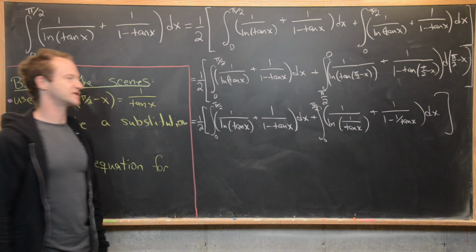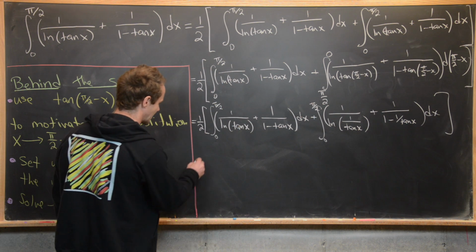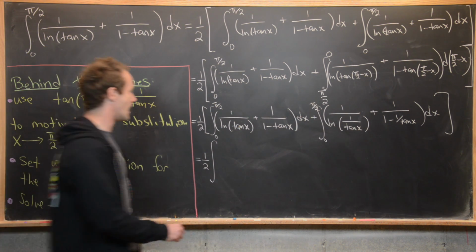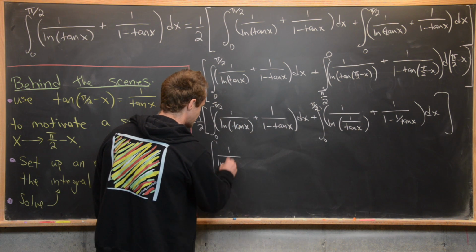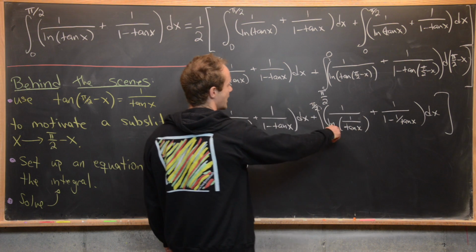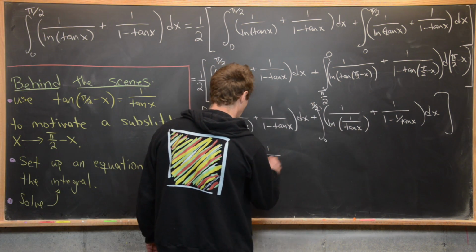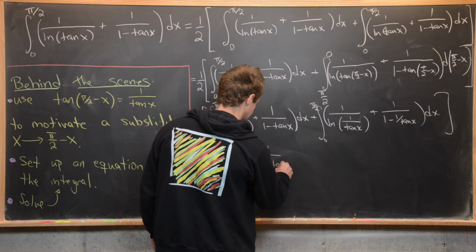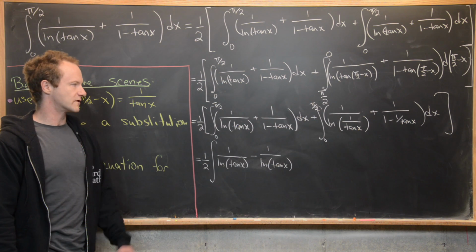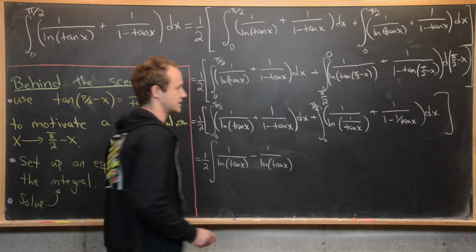So now these integrals are situated in a way that I can combine them together into one integral. And that's exactly what I'm going to do. So that's going to give me 1/2. And now I have the integral of 1 over the natural log of tangent of x. And then notice that this 1 over the natural log of 1 over tangent of x can be replaced with minus 1 over the natural log of tangent of x. And that's because of the natural log rule: natural log of 1 over something is minus the natural log of that something. So that's what we get for that part.